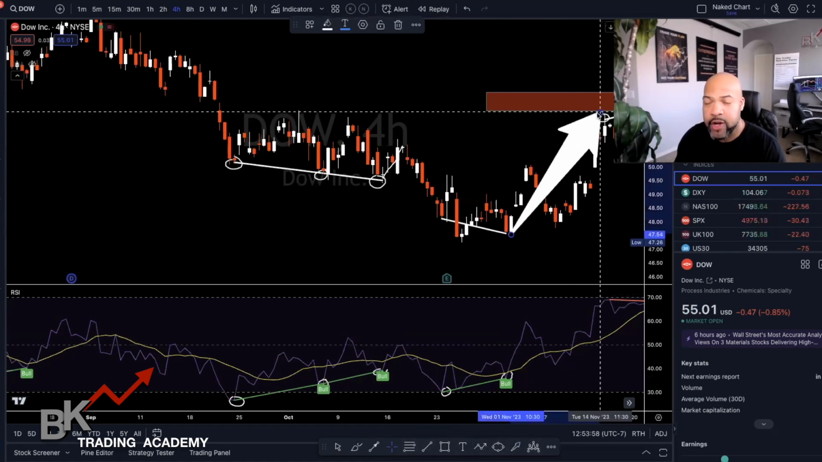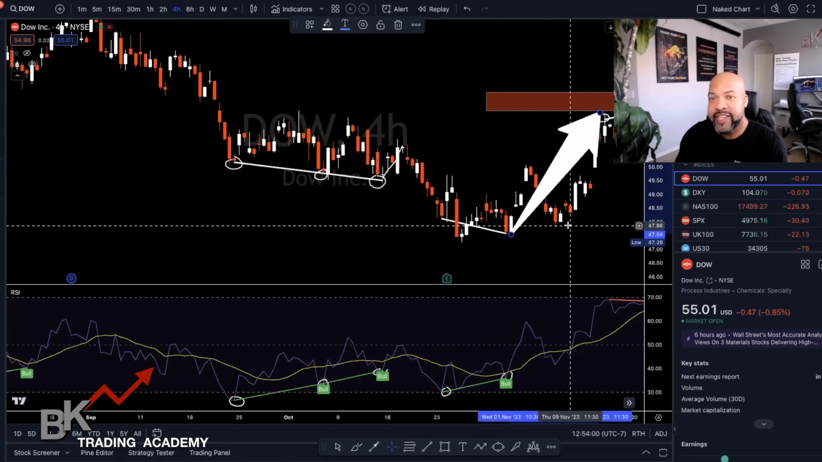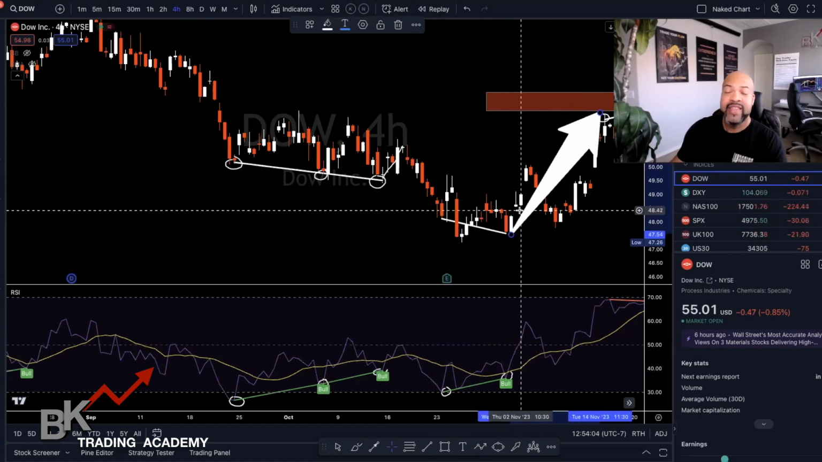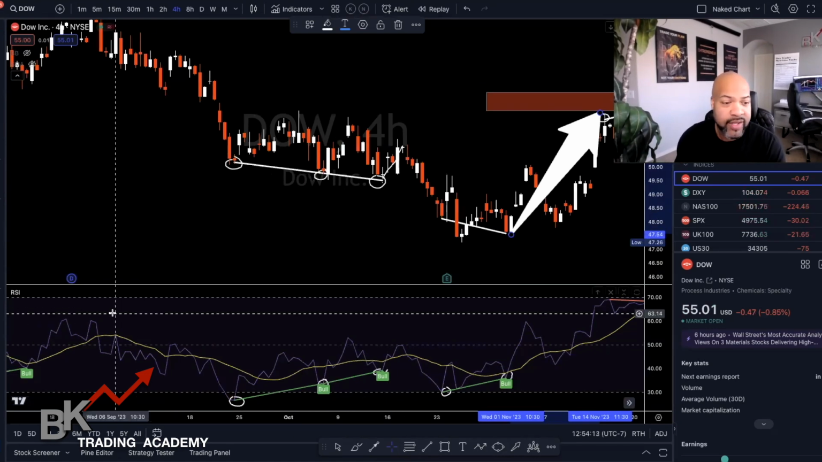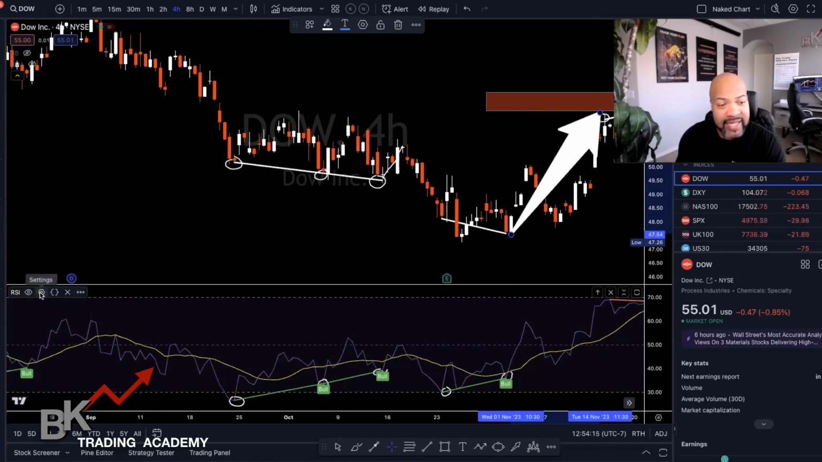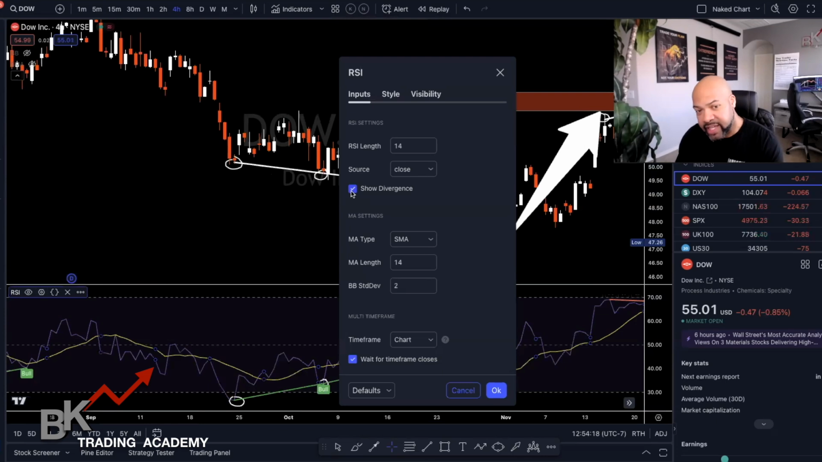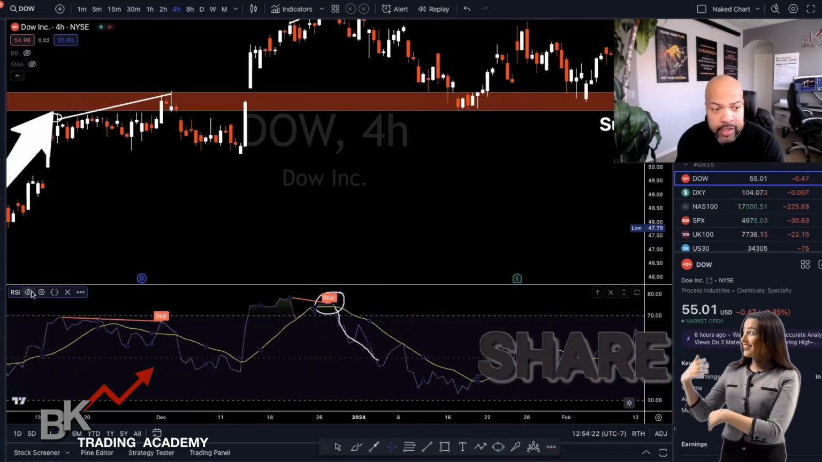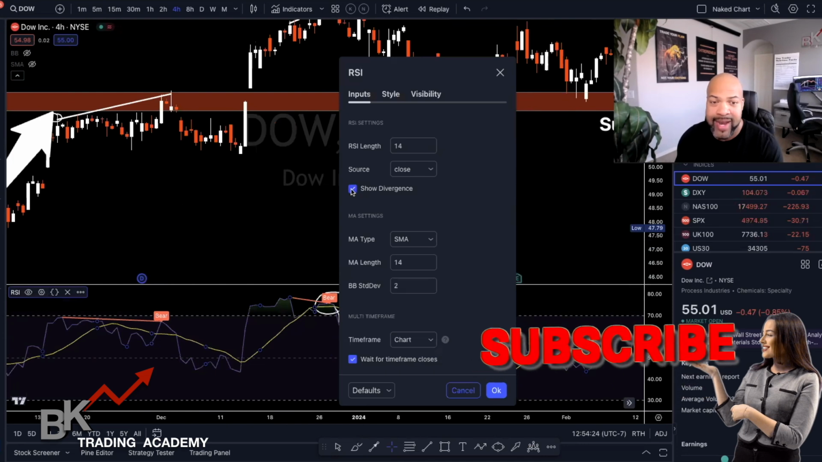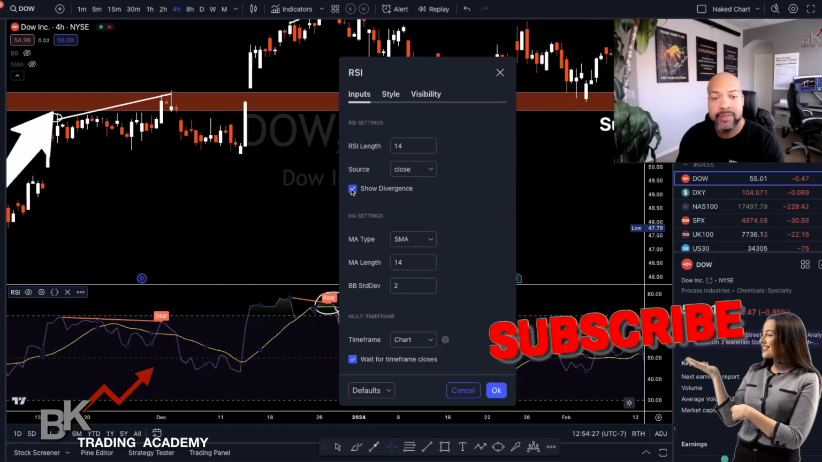A little bit about divergence. We haven't talked too much about divergence here, but we have plenty of videos that we talk about with our students and in our academy and in our modules. But I did want to show you how you can actually use this, simply going to the RSI indicator, clicking on the settings button, and then clicking show divergence, and it will mark out all of your divergence for you. You have to make sure you click divergence or it will not show. If you don't want to use it, simply unclick it.